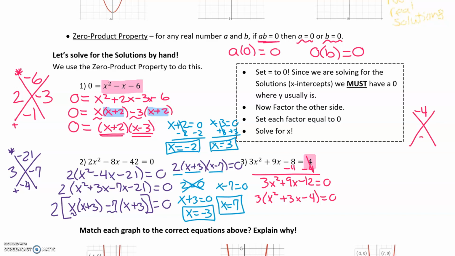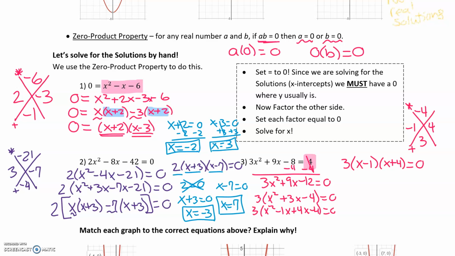We need negative 4 and a 3, so numbers that multiply to get negative 4 but add to give us 3. That is going to be a negative 1 and a positive 4. So 3 times x squared minus 1x plus 4x minus 4 equals 0. When you do grouping, we're going to get 3 times x minus 1 times x plus 4 equals 0.